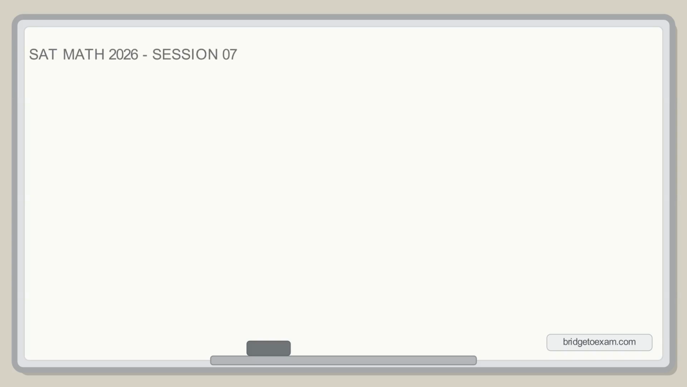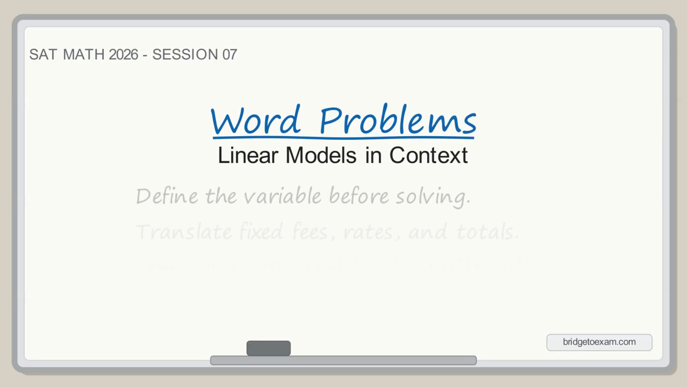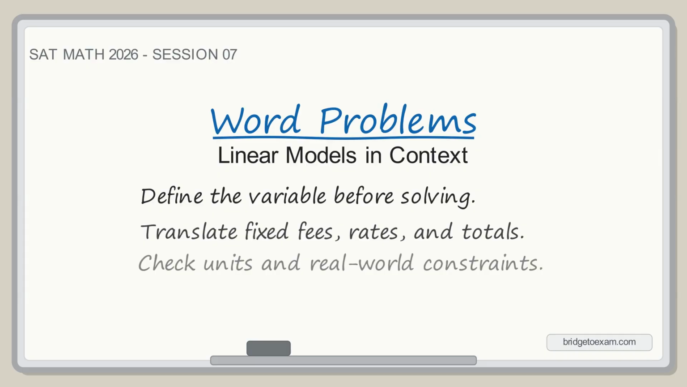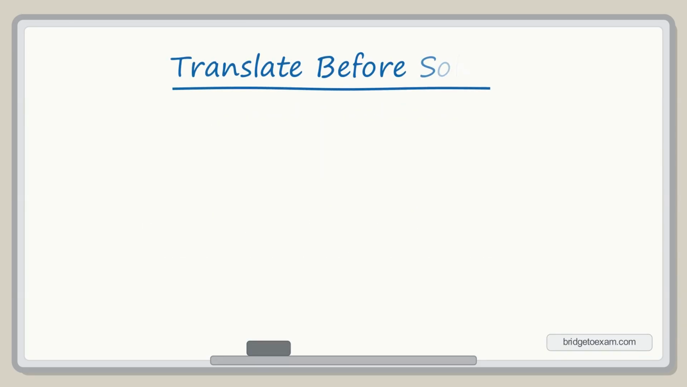Welcome to Session 7. Word problems are not a separate topic. They are algebra with context attached. Today, we translate words into linear models, solve them, and check whether the answer makes sense in the story. Use the same routine every time.